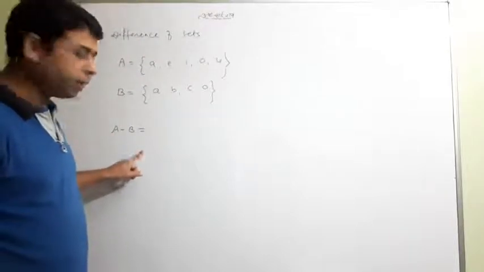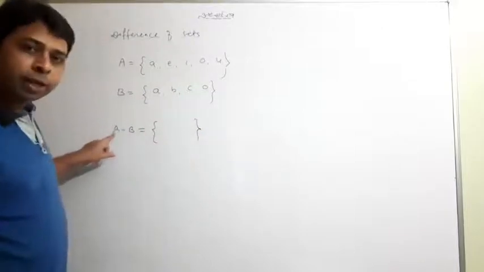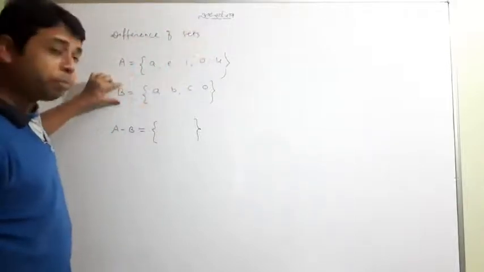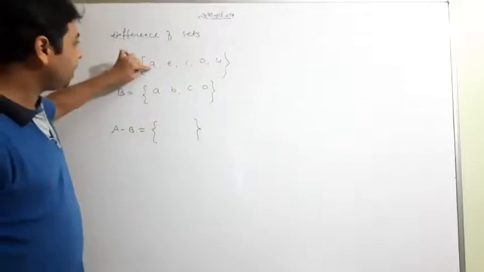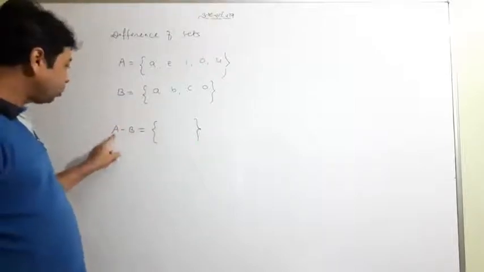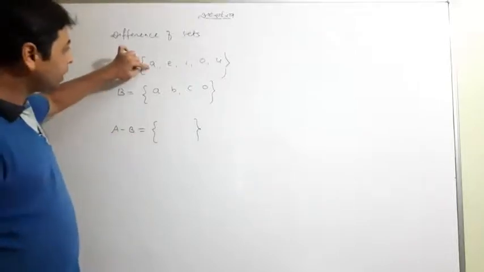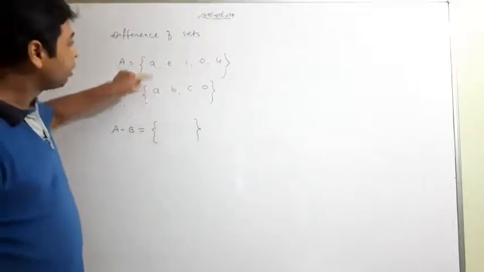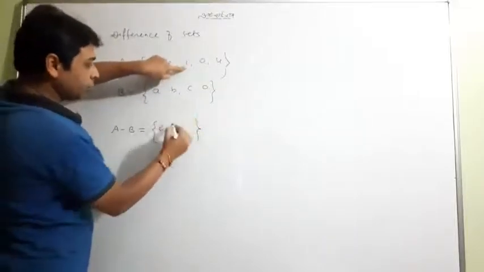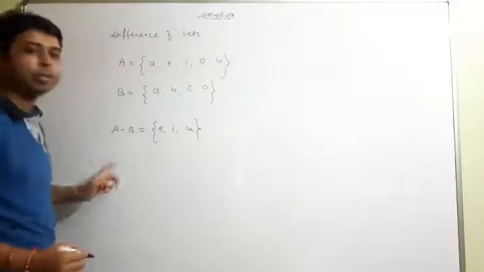So I would simply say that in A minus B, write all the elements of A which are not in B. You have to write the elements of A here, but they should not be in B. Like if you want to write A, but A is here in B, you can't write A. E is not here, write E. I is not here, write I. O is here, so don't write. And U is here. So that is A minus B.